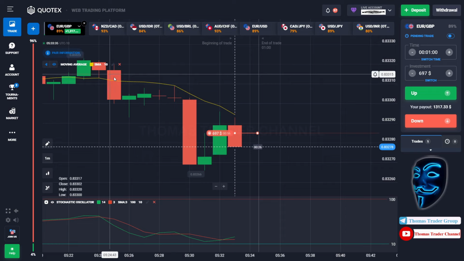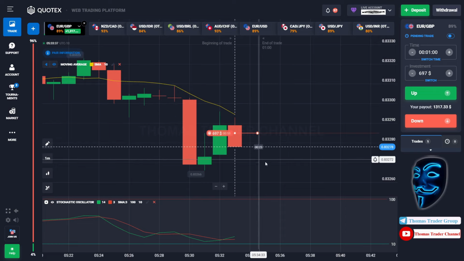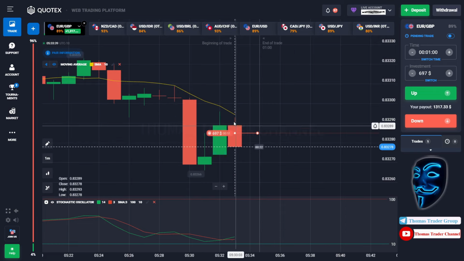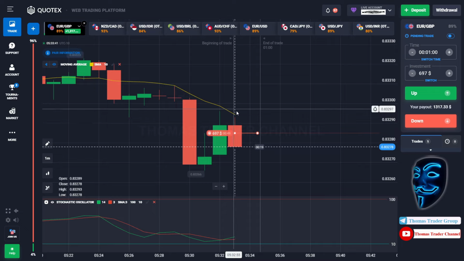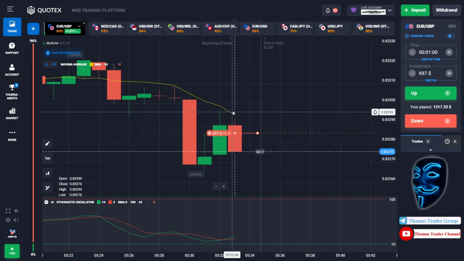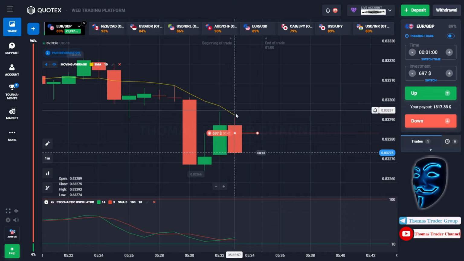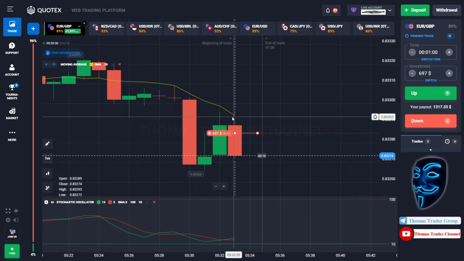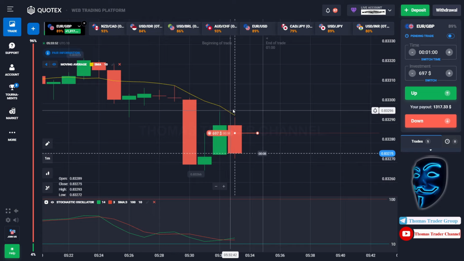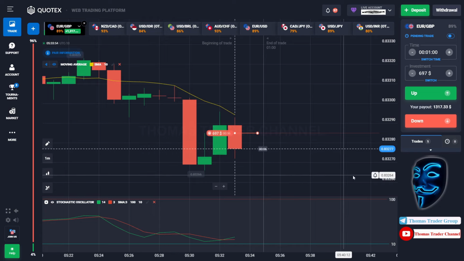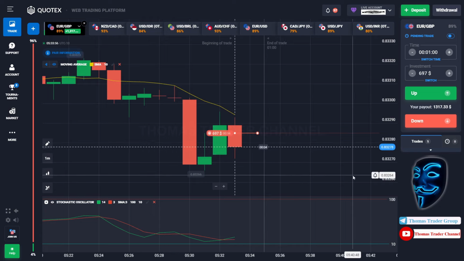As you can see, the market is going bearish and the market is touching the moving average line. When the market touches the moving average line, the market will make a rebound and it will continue the bearish trend. Let's pivot and let's wait till the end of our trade.